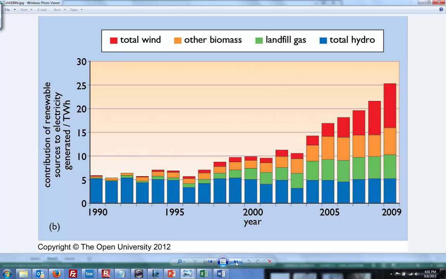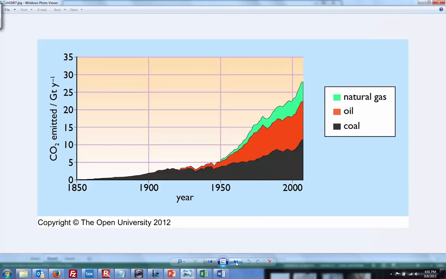Landfill gas looks like it might have peaked. I've heard that Sweden now has to import garbage. They recycle so much. So at some point, I mean, you can only make so much garbage, right? So at some point that's going to sort of peak out. It looks like maybe that has peaked in the UK, at least for the time being.